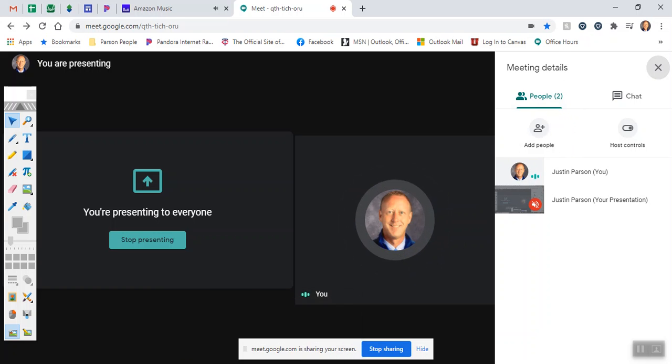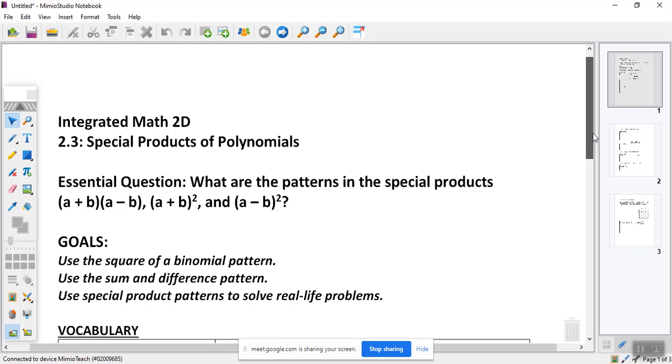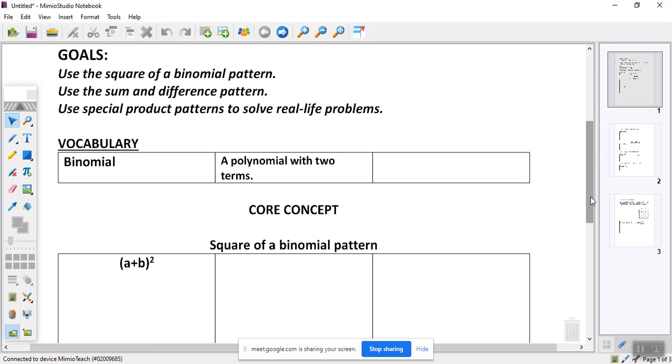So that said, let's get rolling with this right here. We're going to look at a plus b, a minus b, a plus b squared, and a minus b squared. Okay? So goals-wise, first one says we're going to use the square of a binomial pattern. We're going to use the sum and difference pattern. And we're going to use special product patterns to solve real-life problems. Okay? So I think this section will be kind of short and to the point, honestly.